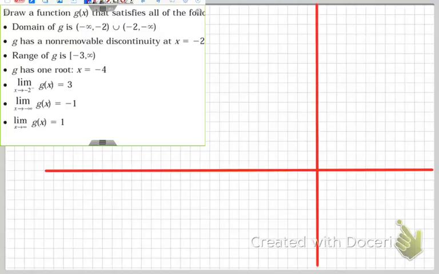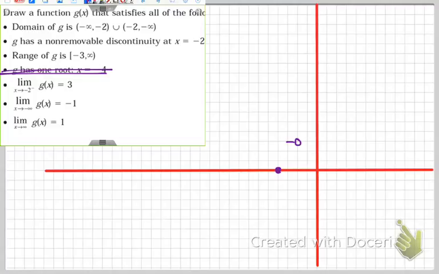The range of g is from negative 3 to infinity. So it starts down at negative 3 and goes up. It doesn't go anywhere below negative 3. g has one root. x equals negative 4 is its one root. So over here at x equals negative 4, there's one root right here. Remember that a root is an x-intercept. So the only one we've drawn so far is this one. The limit as x approaches negative 2 from the negative side, so from the left-hand side, of g of x equals 3. So the limit as it's getting towards negative 2 is up here at 3. 1, 2, 3. So that's right there. That's from this side.